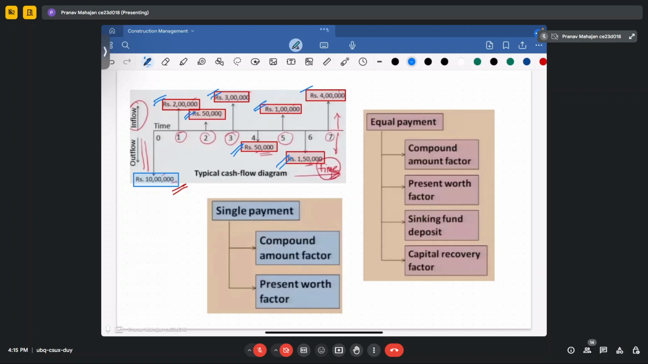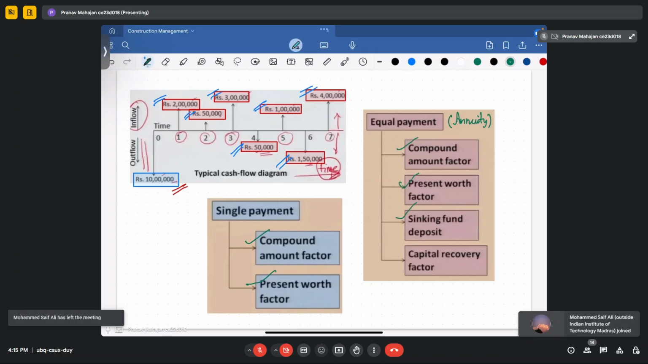How do you determine this cash flow? It could be determined as a single payment, wherein you calculate the compound amount factor and present worth factor. When you talk about equal payment, that is annuity. In that also, the compound amount factor, present worth factor, sinking fund factor, and capital recovery factor should be taken into account during the estimation of the future value of that particular project.